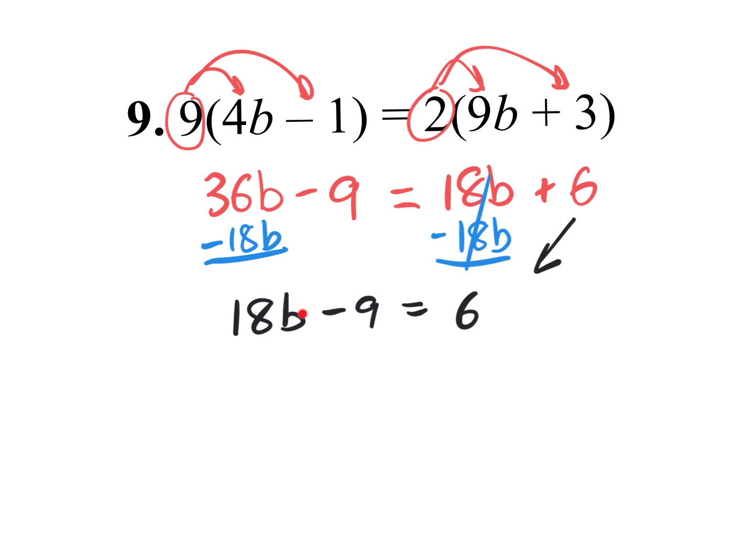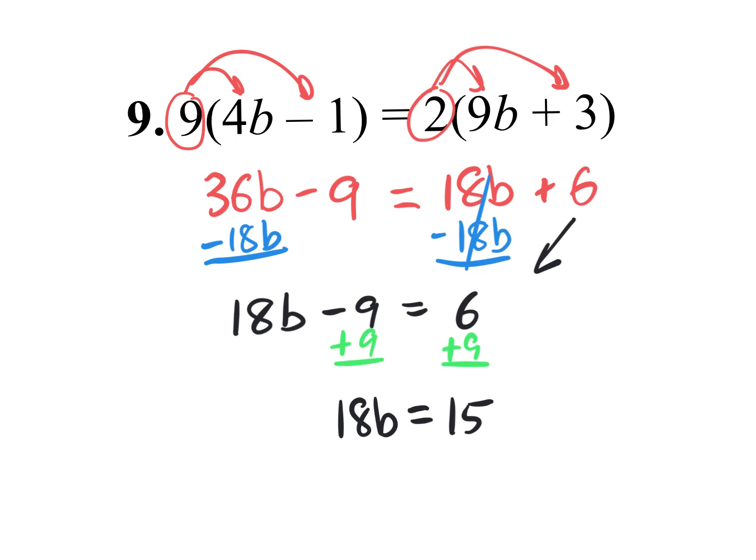You want to get b all by itself. That's what's important. 18's with the b. 9 is all by itself, so get rid of the 9 first before the 18. How do you get rid of that 9? By adding 9, the opposite of minus 9, which is add 9. Now you do to one side, do to the other. You're going to end up with a new equation that reads 18b on the left side equals 15 on the right side.